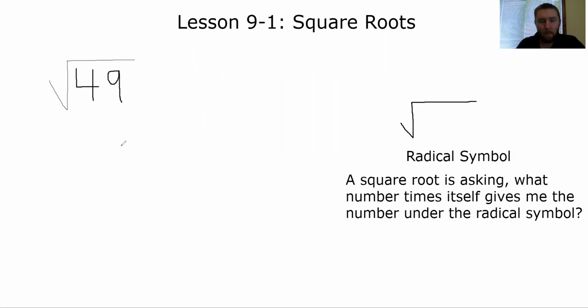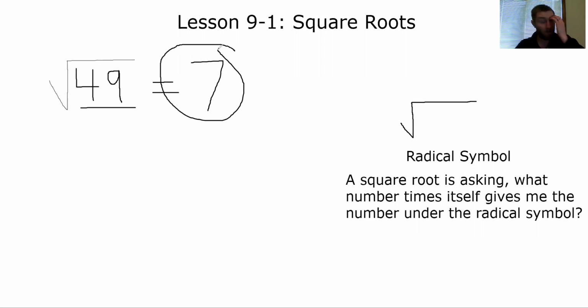Okay, the square root of 49. So again, that square root is asking this question: what number times itself gives me, in this case, 49? Well, if you have your list of perfect square numbers, we should be able to pretty quickly find that 7 multiplied by itself equals 49. 7 times 7 is 49. Therefore, the square root of 49 equals 7. Okay, so this would be my answer. Square root of 49 equals 7.